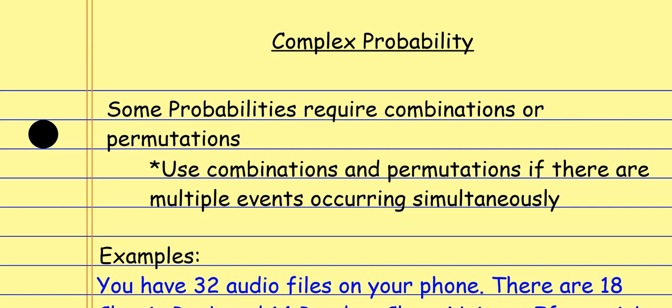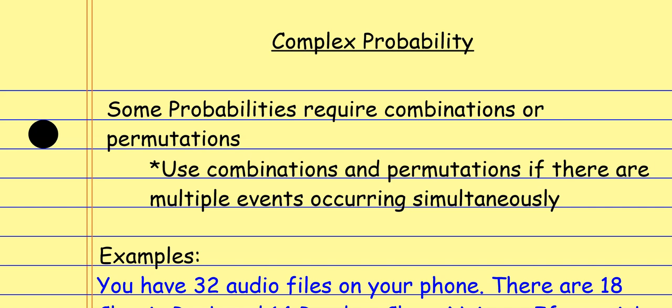And once again, the easiest way to tell whether it's simple or complex is look at how many things are happening at once, all right? If I'm pulling one marble at a time, it is simple probability. But if I'm pulling a fistful of marbles out all at once, now it's complex. That's when I have to use permutations and combinations, all right?